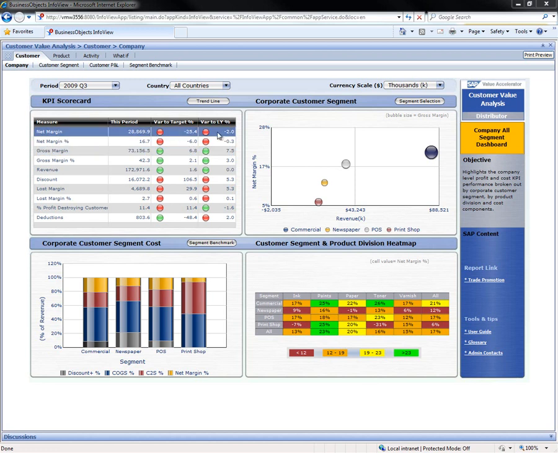To improve overall net margin, a best practice approach is to improve poorly performing customers within your highest volume segment, as any improvements here can have a significant impact on the bottom line. Over on the right-hand side, we can see that the commercial segment is the top segment both for revenue and for net margin, so any improvements here to poorly performing customers can have a real impact. Let's drill down and get more information.